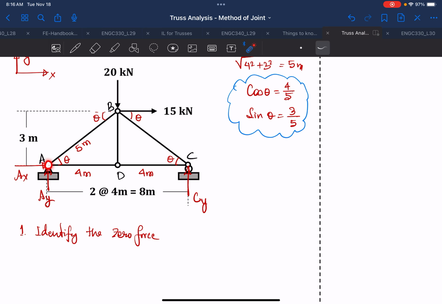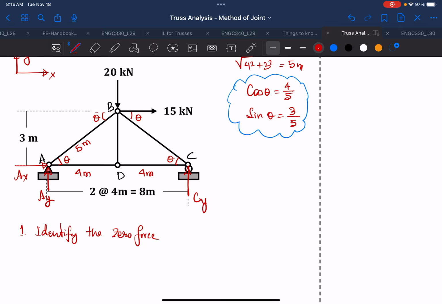This joint has four forces, so we can't say anything about zero forces. This one has five forces. You can see that 1, 2, 3, 4, 5. So they have five forces, and this one has 3, 1, 2, 3. But because they are not in a straight line, we cannot say anything about the zero force member.